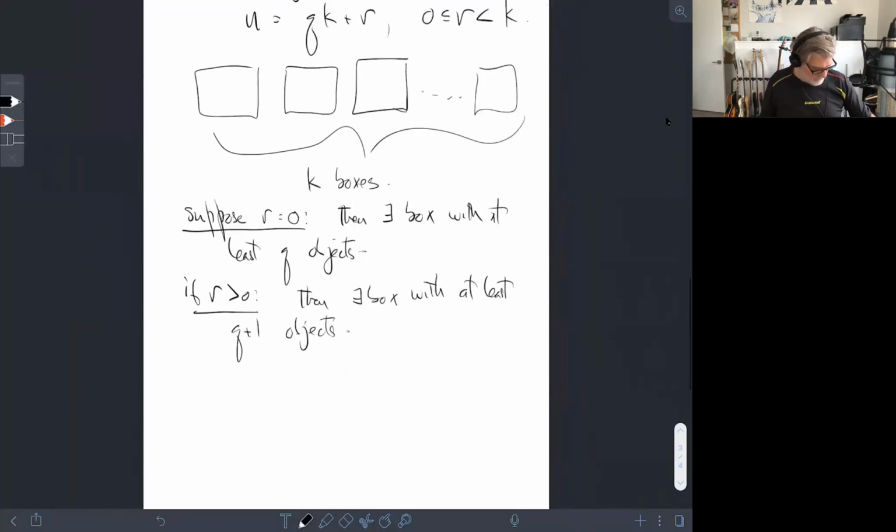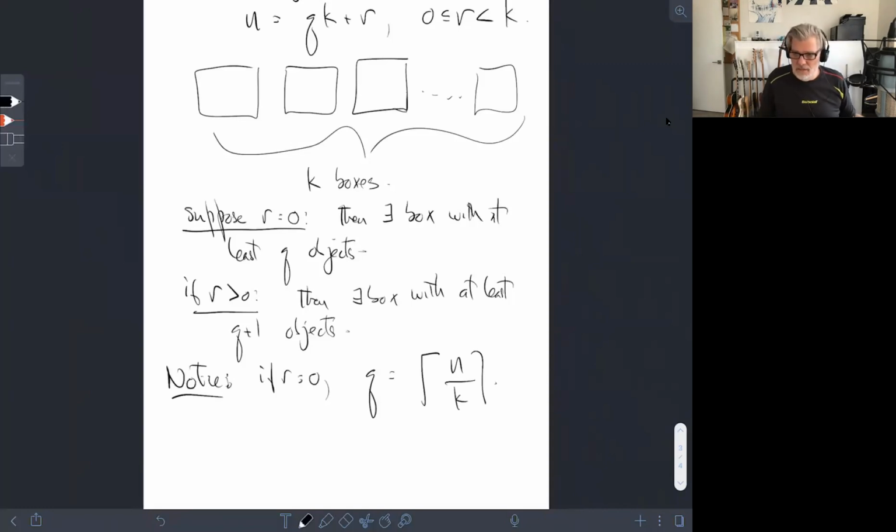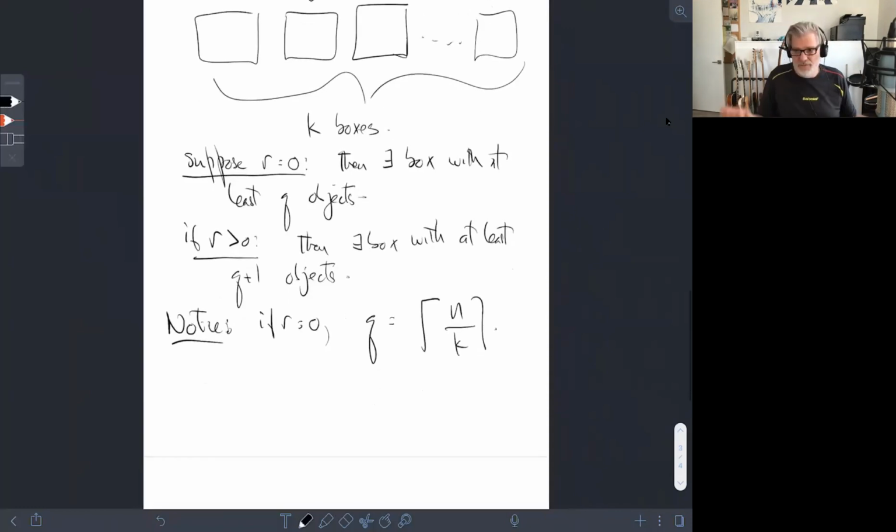So notice that if R equals 0, then this Q is equal to ceiling of N divided by K. It's actually exactly equal to N over K, but in particular, it is ceiling of N over K. And if R is bigger than 0, Q plus 1, that is ceiling of N over K, right?